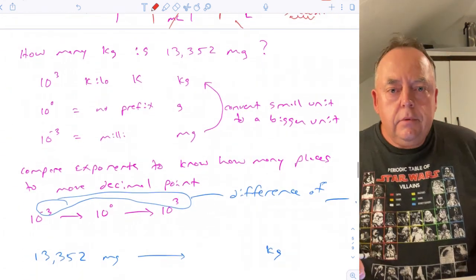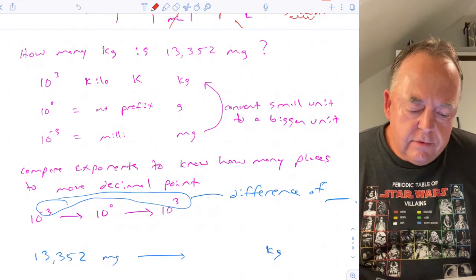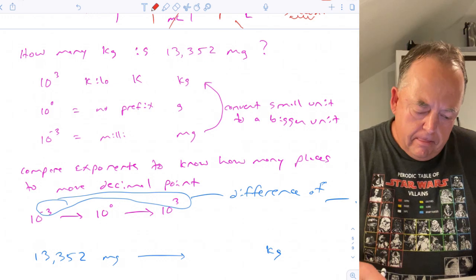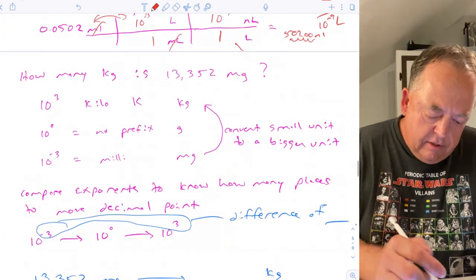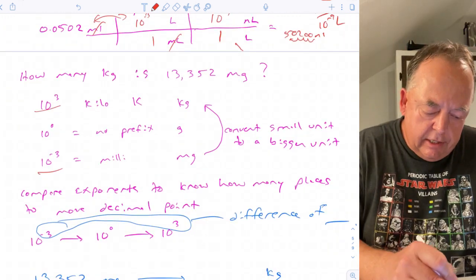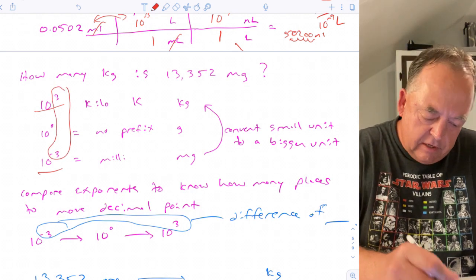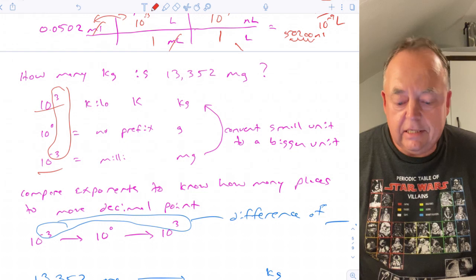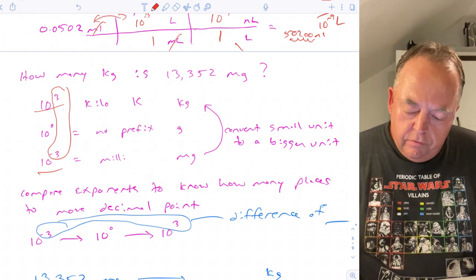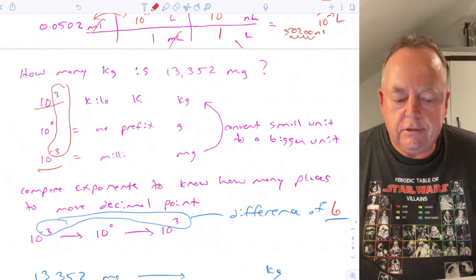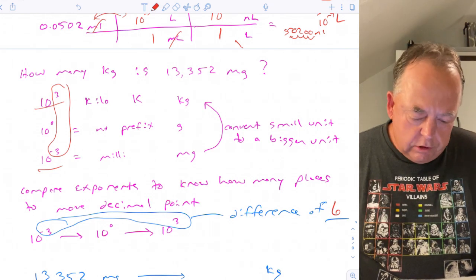Okay, one more example. How many kilograms are in 13,352 milligrams? Again, if you know that milli is 10 to the minus 3 and kilo is 10 to the positive 3, then how many powers of 10 is between those two numbers would be 6. So we have to move the decimal point 6 places. Which way does it have to go?